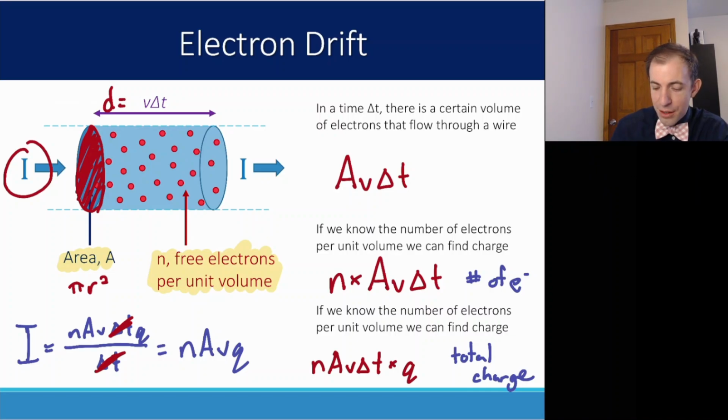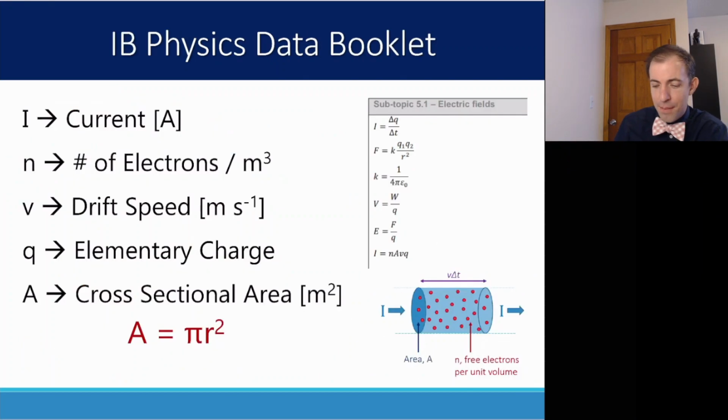So let's talk about what each of those things represent. You do not need to memorize or know exactly where this comes from. You don't have to derive this, but you will have to use this formula. So I is the current, that is measured in amps. n is the number of electrons per cubic meter. You will see that value given to you. It depends on the actual element that you are using. So the material will have a given number of electrons. Copper has a certain n value, gold has a different n value, and so on.